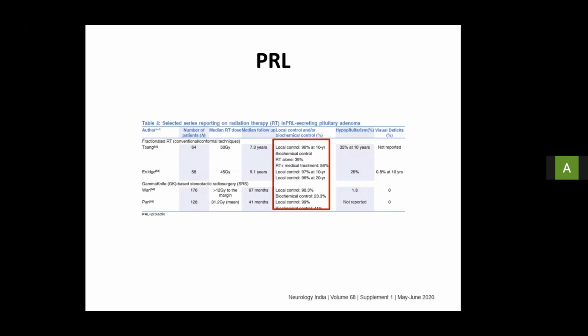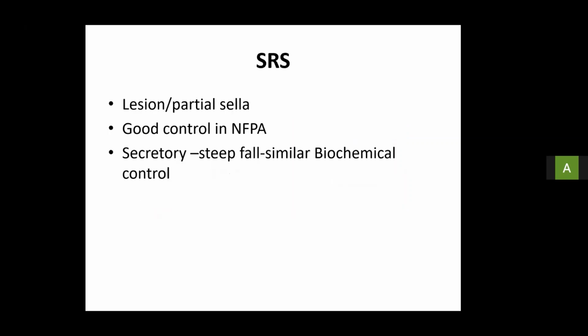And across all these series, you will see hypopit is 20 to 30%. Hypopit is usually lesser with gamma knife when we do it for lateralized lesions. Now, typically, since SRS is pretty interesting in this scenario, historically what has been done is lesion alone SRS or partial cella SRS in the side on which the tumor has been localized by other modalities, let's say inferior petrosal sinus sampling.